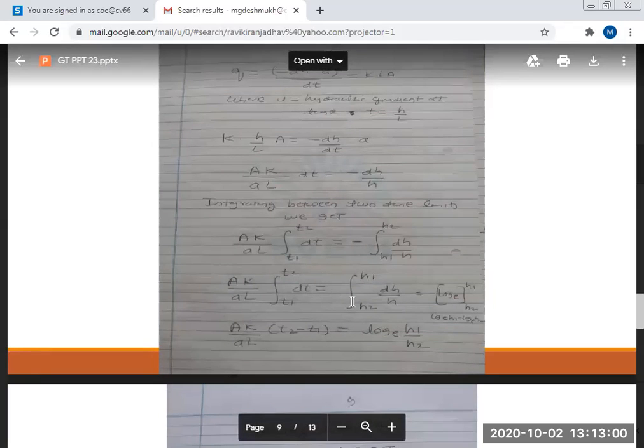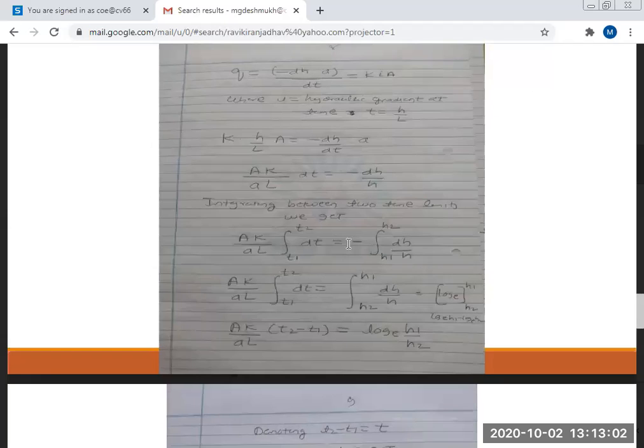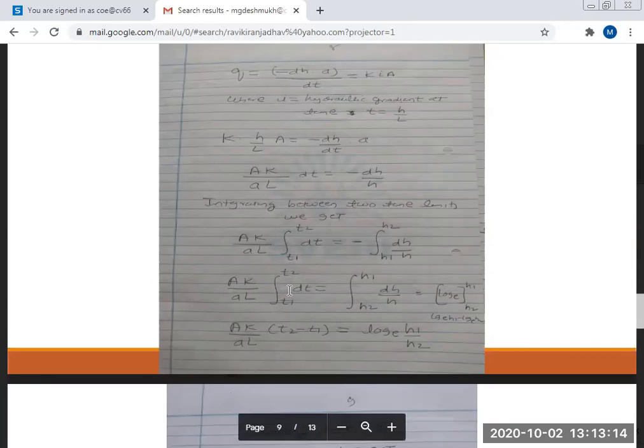Now here aK/AL constant outside, dt is there. And here h1 h2, I have removed this minus sign, so limits also change. This you have studied in your 12th standard. Definite integral में minus हटा दें तो limits interchange कर सकते हैं. So now here constant, integration of dt is t. So once you substitute upper and lower limits, this becomes t2 minus t1. I hope everything is clear. If you have any doubts, you can ask.